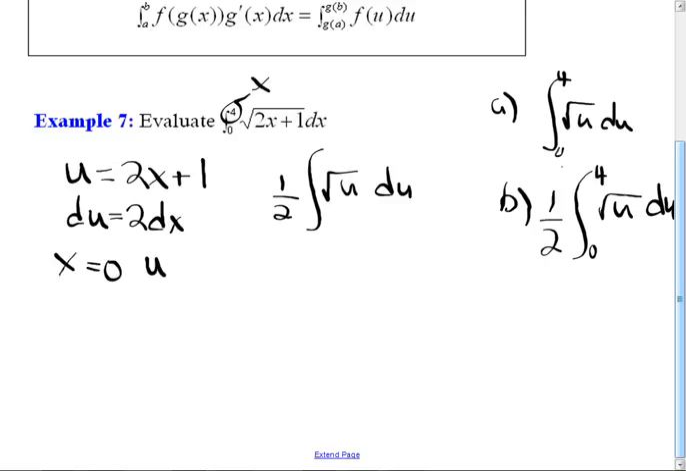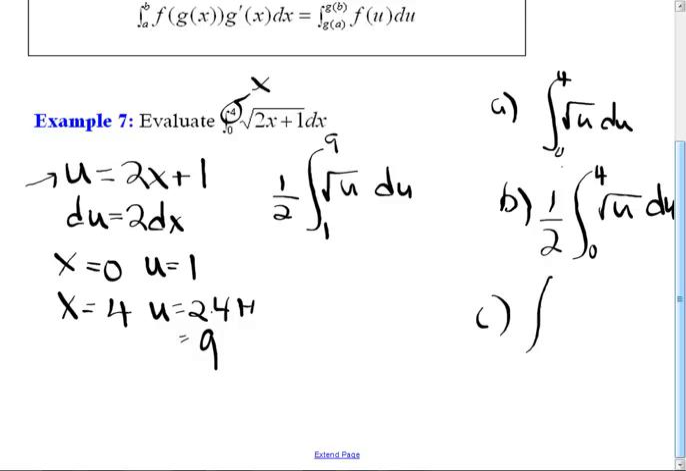U is equal to 1. I just substituted into u equals 2x plus 1. When x is equal to 4, u is equal to 2 times 4 plus 1. So it's equal to 9. So it goes from 0 to 4, so it goes from 1 to 9. And you know that C is going to look like this. It's going to be 1 to 9, and it's going to be the square root of u du.